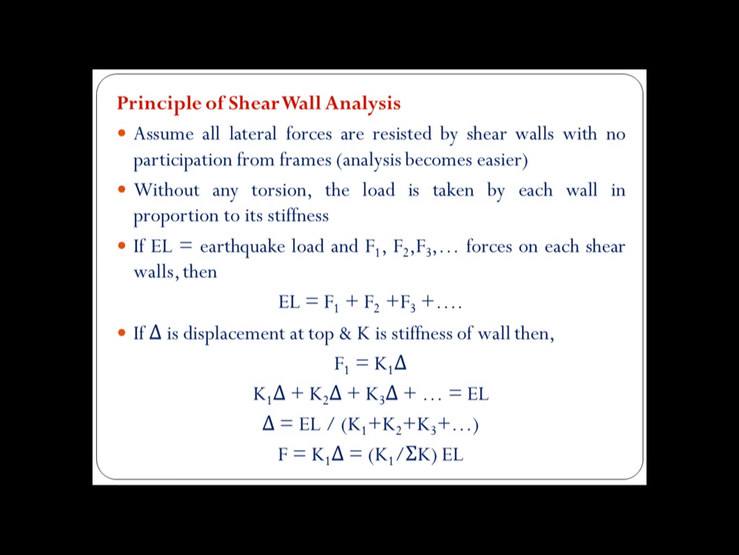Normally, we assume that all lateral forces are resisted by shear walls with no participation from frames. So without torsion, the load taken by each wall is proportional to its stiffness. The force on each wall is given by this final equation: the stiffness of that wall over the summation of stiffnesses of the walls at that level, times the lateral force. So we get the force on that particular shear wall.